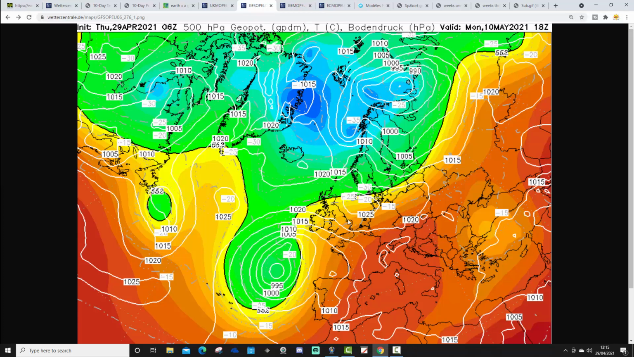So this is how I think a lot of those warm outlier members within the GFS upper air temperature ensembles are pulling it off. They're developing an area of low pressure to the west of Biscay, combined with a weak ridge sitting somewhere over Denmark or northern Germany to pull up more of a southerly wind.